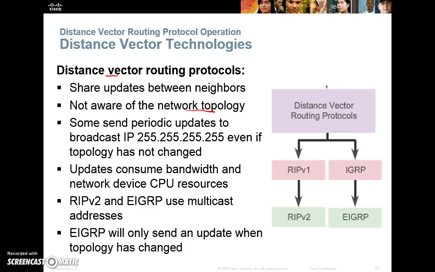Some of the distance vector routing protocols send periodic updates to a broadcast address, even though the topology has not changed. That means they keep on updating their routing tables to other neighbors, even though nothing has changed. This update actually consumes bandwidth, because the neighbor needs to read the update, realize there's no change, and throw away the packets. So it also consumes the CPU of the neighbor to read the packet.